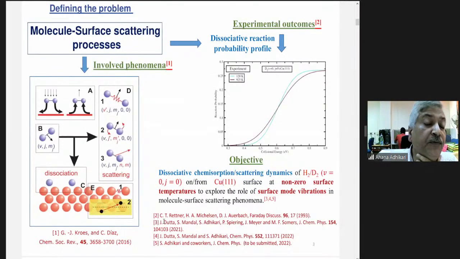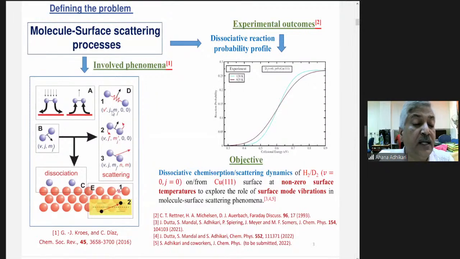Next, I am defining the problem in a schematic way. You can see the blue diatomic molecule, and that molecule comes and hits the surface, which is represented by a red line. And when it comes, it can undergo different kinds of processes.